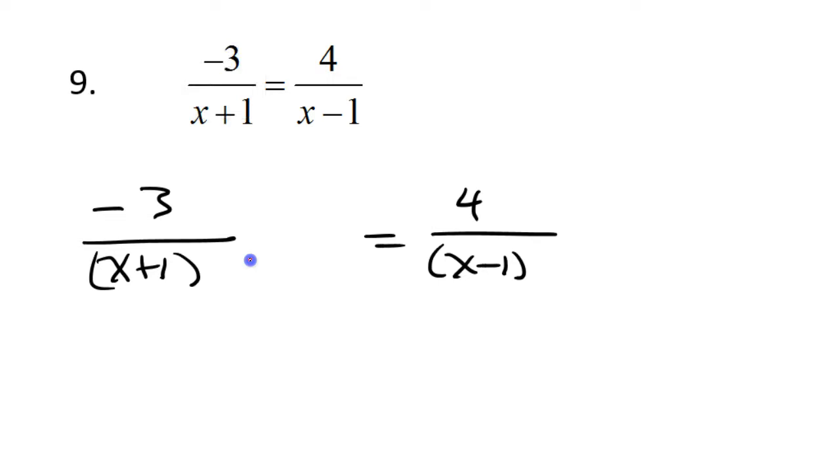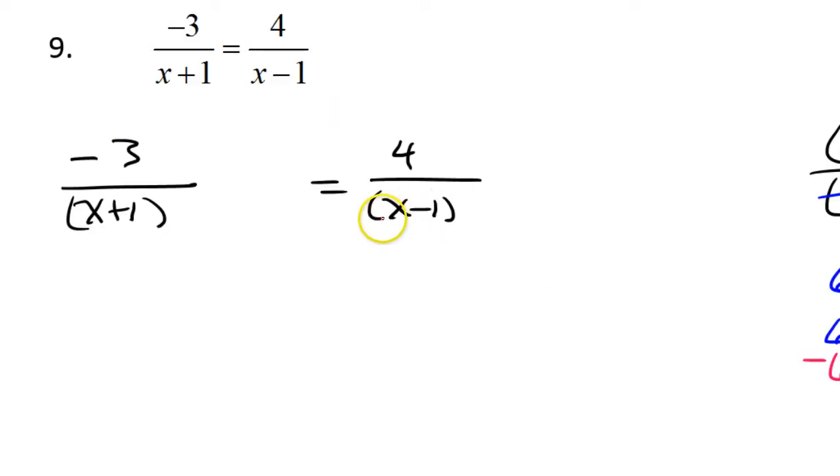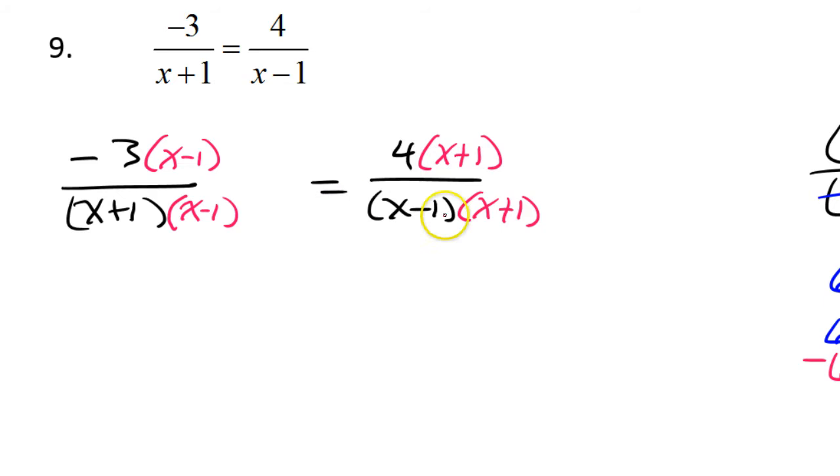We need the denominators to be the same. I see that the right side has x minus 1, so I will multiply the left denominator by x minus 1. Got to do the same thing to the numerator. I see that the left denominator has x plus 1, so I need to multiply the right denominator by x plus 1 as well. Got to do the same thing to the numerator. Now that the denominators are the same, I can cancel them out and rewrite the equation just looking at the numerators. So now I've got, and I might as well go ahead and do the distributive property.